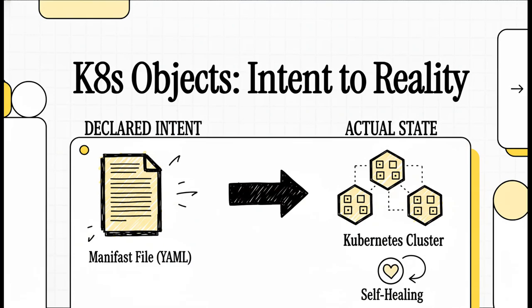All right, let's talk about Kubernetes objects. Look, if you really want to get Kubernetes, you have to start right here. Objects are, quite literally, the fundamental building blocks for everything that happens inside your cluster.